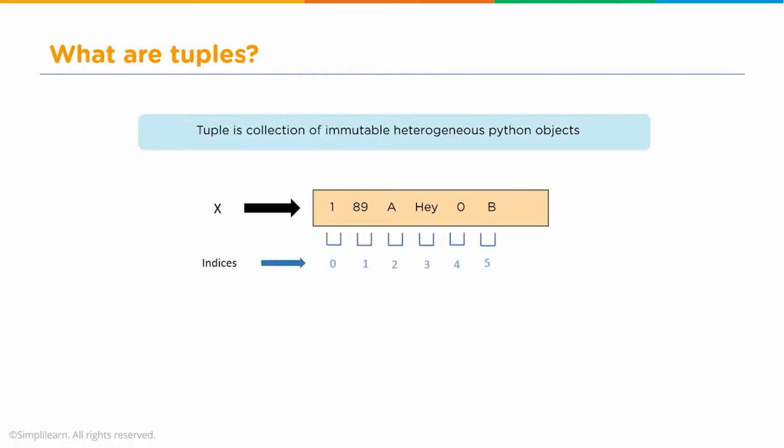Now we look at indices. Every element in a tuple takes up a position, and this position is what we refer to as an index. In plural, that's indices. So the indices for tuples and lists, strings also in case of Python and most other programming languages, start with 0. So your element 1 is at the 0th position, your element 89 is at the 1st position, and so on, where B is at the 5th position. In a way you can say that the length of your tuple x is 6, but the last index of your tuple x is 5 because it starts from 0 onwards.